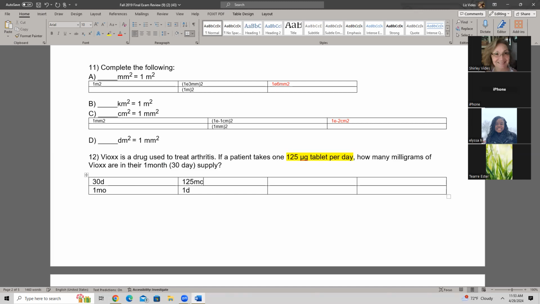and I'm going to put mcgs, micrograms, right? And it says per day. And that is per tablet. So I'm just going to call it tablet. 1 tablet contains that much.